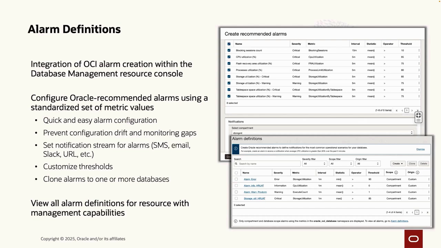You can define different notification protocols. You can send it out to an email, or if you have a group DBA DL that you would like to send it out to, you can do that. We have integration into Slack, and you can have a specific URL as well if you need to send it off to another service for consumption. And then you can quickly clone these alarms from a single database to multiple databases. You can select them and duplicate them to another database to quickly configure those in another location.